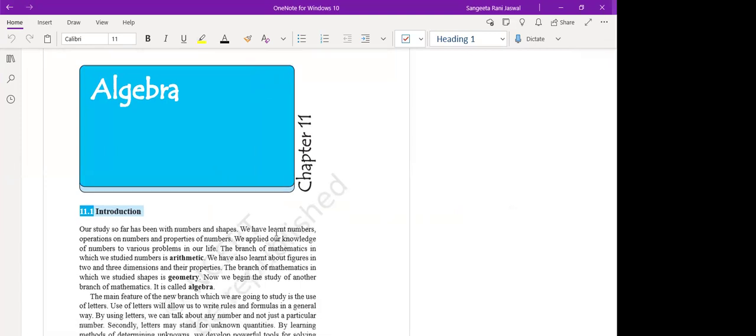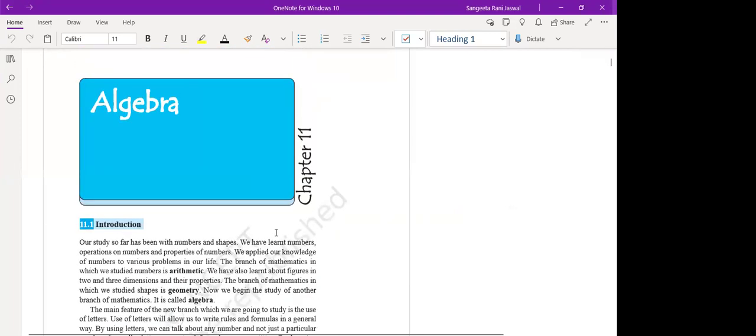Okay, this is Algebra now. Now see, in Algebra, does anyone have any idea about algebra? What is algebra? Yes, Harsha, tell me. Ma'am, algebra is like alphabetical expressions of numbers. Yes. How is it different from geometry or arithmetic?